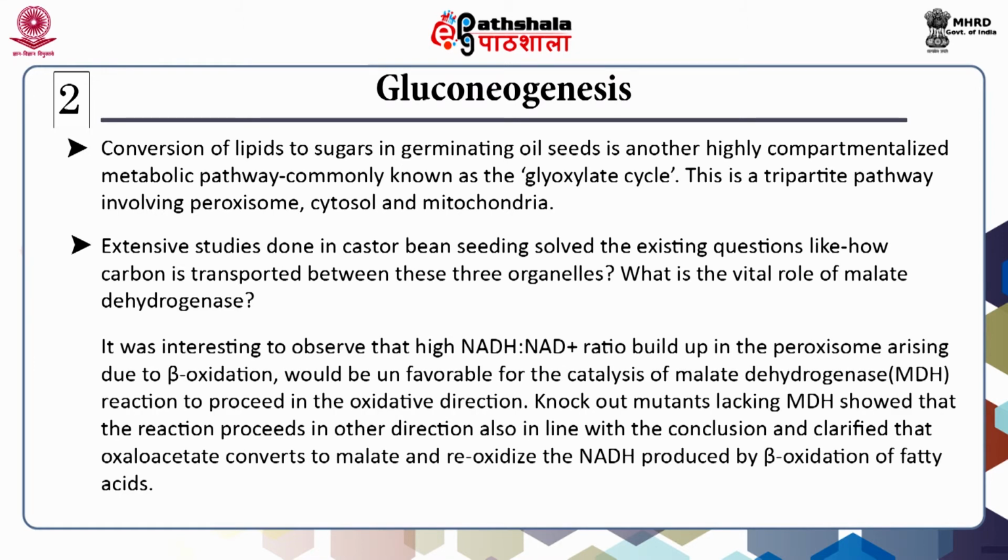It was interesting to observe that the high NADH-NAD+ ratio built up in the peroxisome, arising due to beta oxidation, would be unfavorable for the catalysis of the malate dehydrogenase reaction to proceed in the oxidative direction. Knockout mutants lacking MDH showed that the reaction proceeds in another direction, in line with the conclusion, and clarified that oxaloacetate converts to malate and reoxidizes the NADH produced by beta oxidation of fatty acid. This explains that compartmentalization is a mode of regulation.